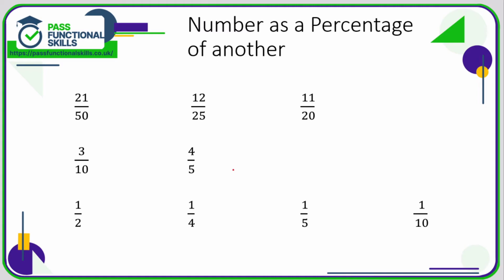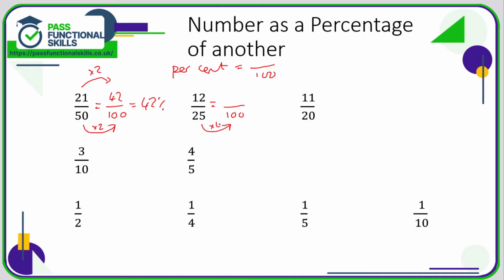Moving on to a number as a percentage of another. So 21 out of 50, what is that as a percentage? Now remember that a percentage, per cent, means out of 100. So all we're doing is we're just turning this into an equivalent fraction that is out of 100. Now 50 times 2 is 100. So for the equivalent fraction, we need to multiply the top by 2. So that is 42%. Out of 25, to go 25 to 100, you're multiplying by 4. So for an equivalent fraction, multiply the top by 4, 48%.